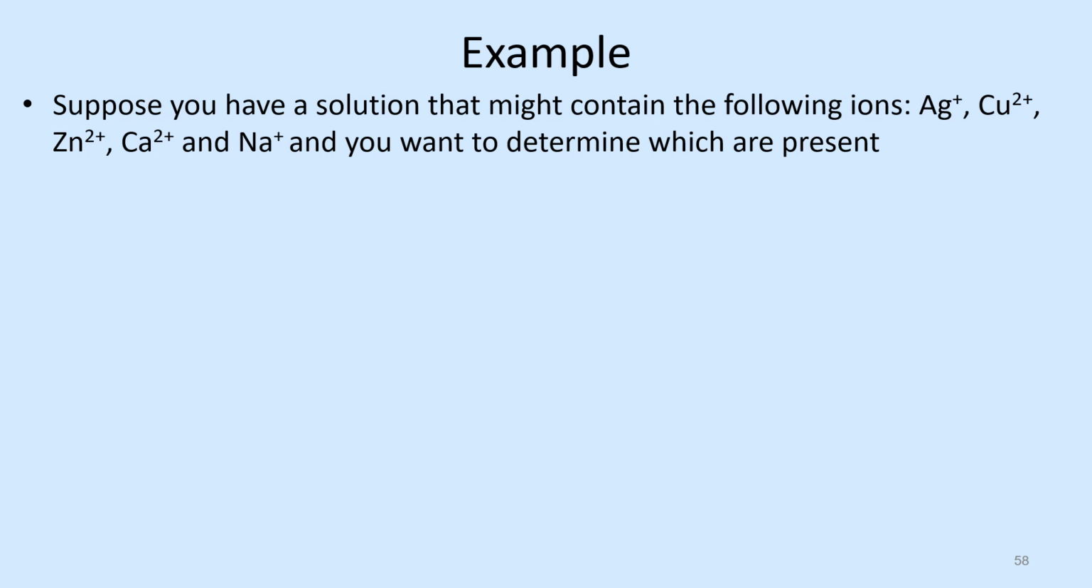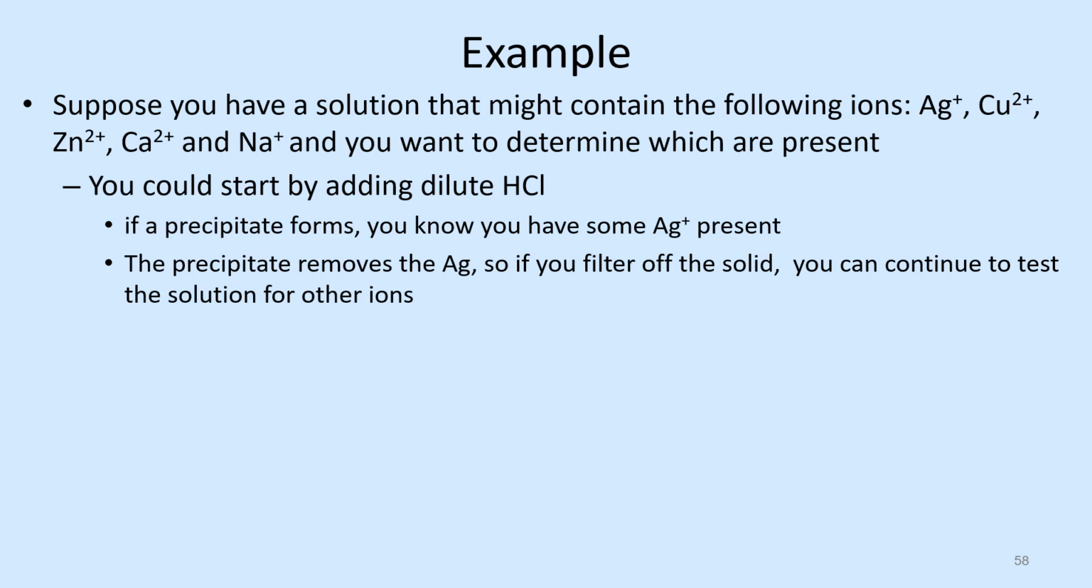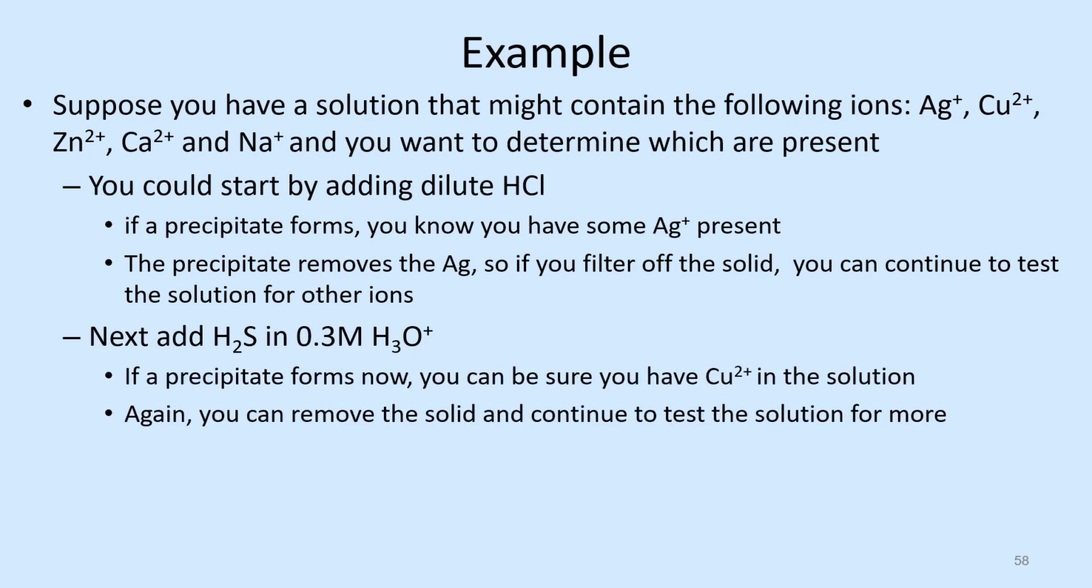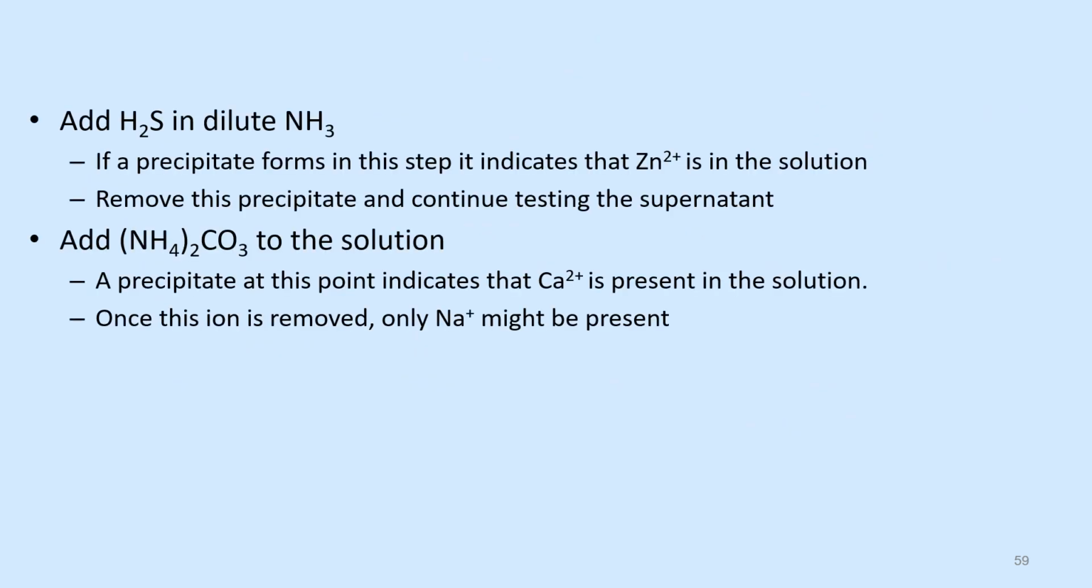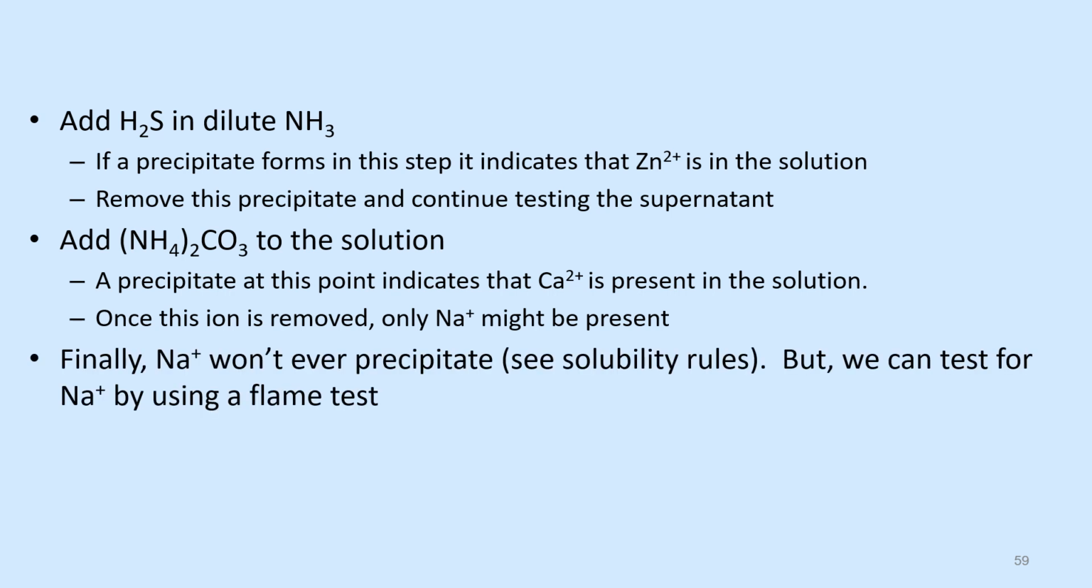So this slide is just going through what I just said. What you start with, if you get a precipitate, you know silver's present. Separate them out again, add the H2S in 0.3 molar H3O+. If you get a precipitate, copper is there, so forth and so on. Go through the zinc and then find if calcium's there, and then once this ion is removed, only sodium might be present, and then it will never precipitate, but we can test for sodium by using a flame test. So that's the idea.